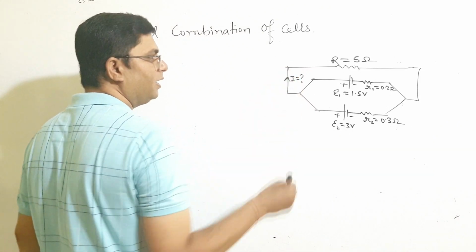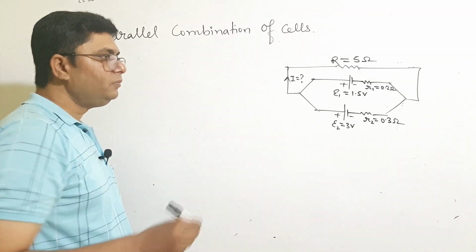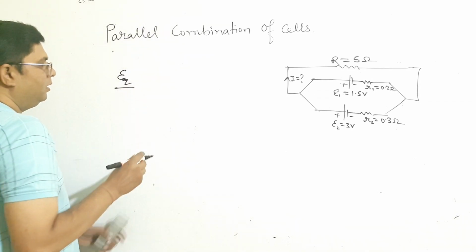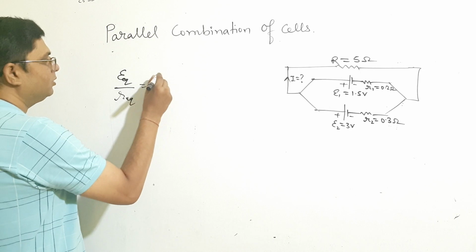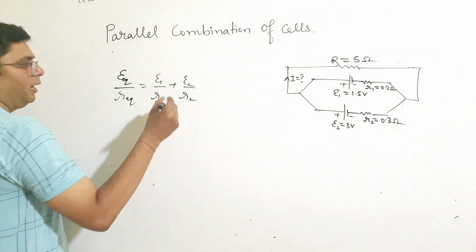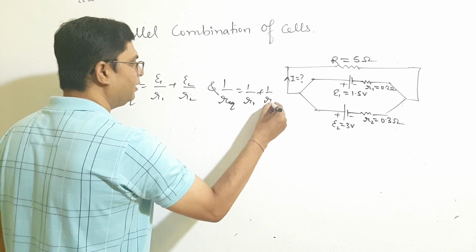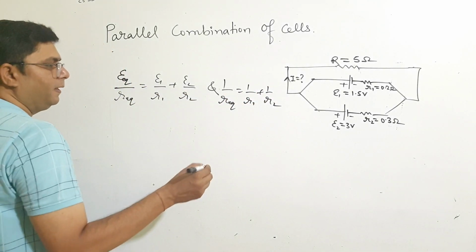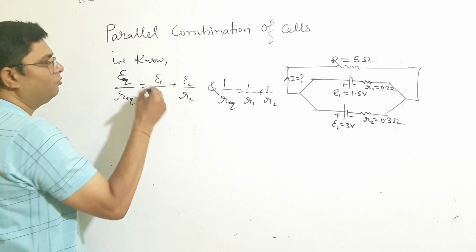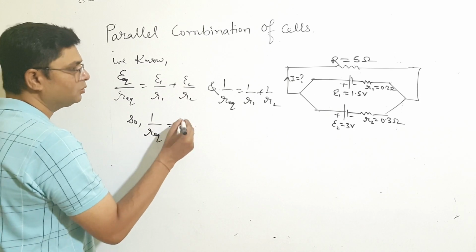So for finding current I, first of all we have to find the equivalent resistance and the equivalent EMF. Equivalent EMF: E equivalent by R equivalent is equal to E1 by R1 plus E2 by R2. You know this equation. And also you know 1 by R equivalent is equal to 1 by R1 plus 1 by R2. Better you use these equations here. So we know these two formulas.